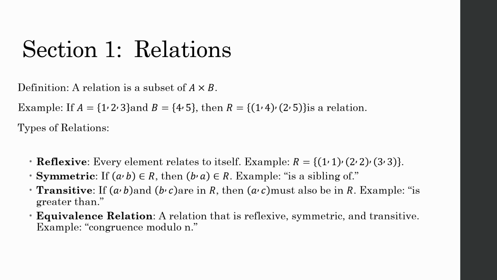Basic terms. Domain: the set of all first elements in the ordered pairs. Range: the set of all second elements in the ordered pairs. Codomain: the entire set B. Different types of relations on a set. Empty relation: a relation containing no elements. Universal relation: every element of set A is related to every element of A.